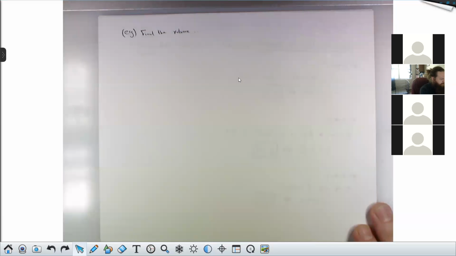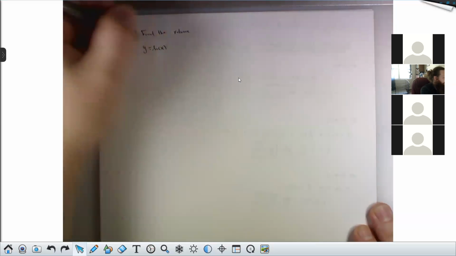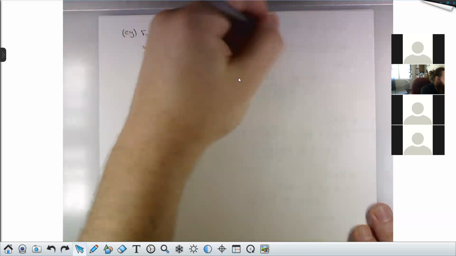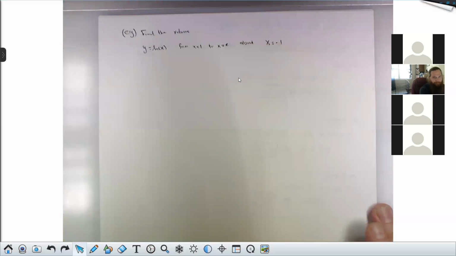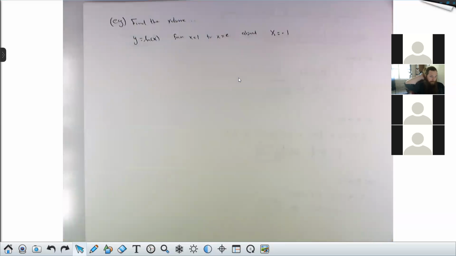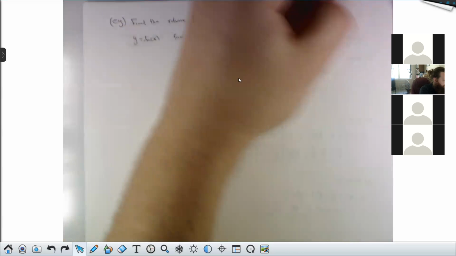Here's one from my exam last summer. Find the volume of the solid generated by rotating the region bounded by the curves y equals ln x from x equals 1 to x equals e about the line x equals -1. And we'll do this using disks and washers.